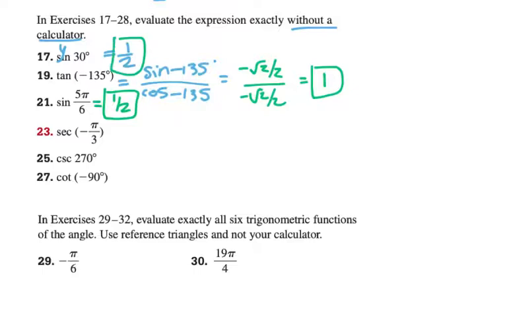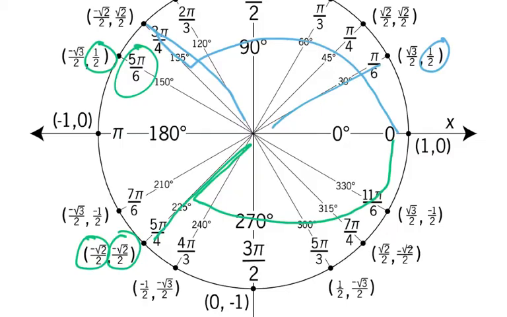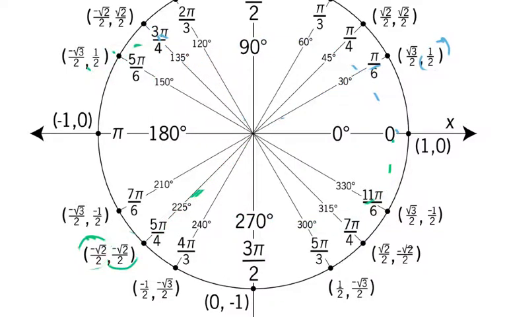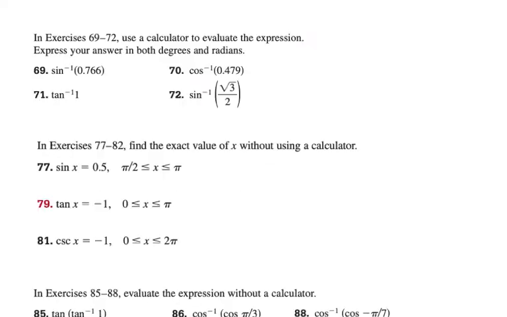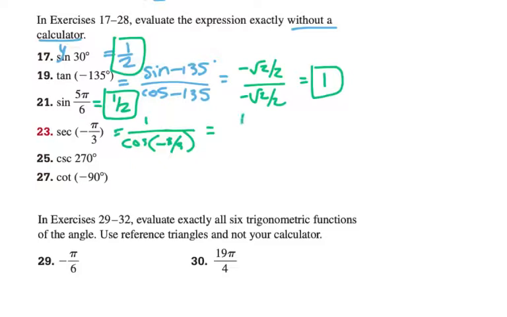Alright, and the next one, we want secant. Remember that secant is actually 1 over cosine. So 1 over cosine of negative pi over 3. Remember, cosine is the x value. If pi over 3 is up at 60 degrees, negative pi over 3 is here. We want the x value, so that's 1/2. So we want 1 over 1/2, which is actually 2.